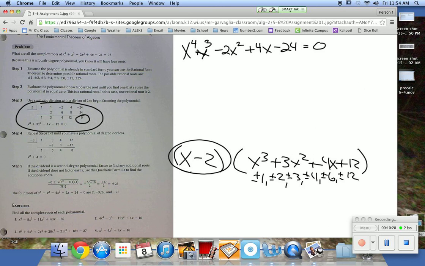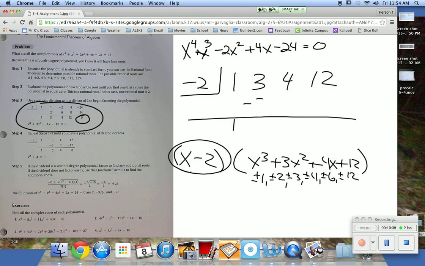Since I've realized that, can I eliminate half of the numbers I'm going through? Yeah, I don't have to do my positive numbers. I'm just going to look at negatives. Negative 2. 1, 3, 4, and 12. I get a 1 here, negative 2 here I get a 2, negative 2 here I get a negative 4. Not good. Negative 2 isn't one of them.